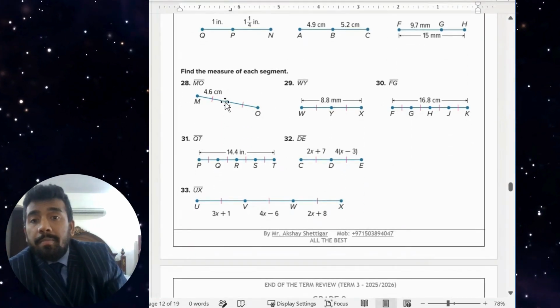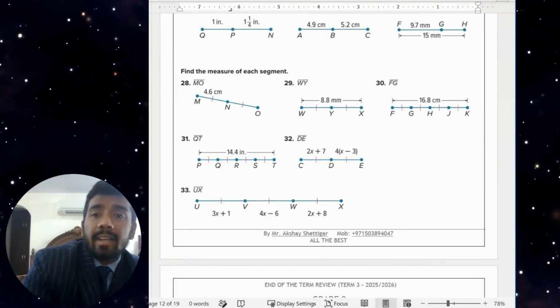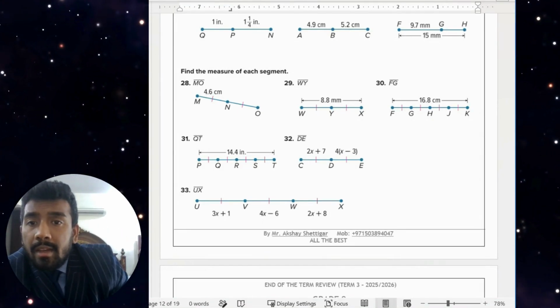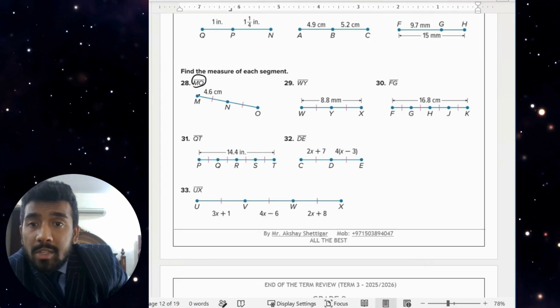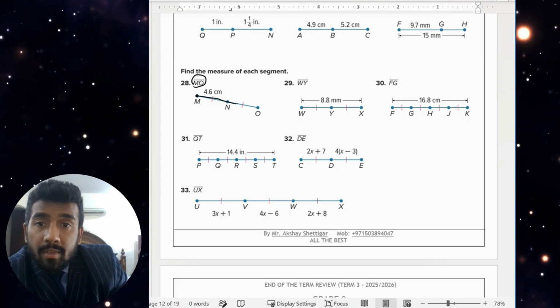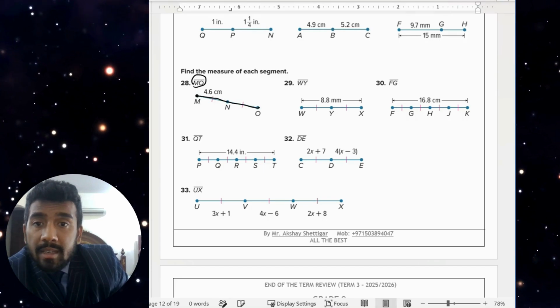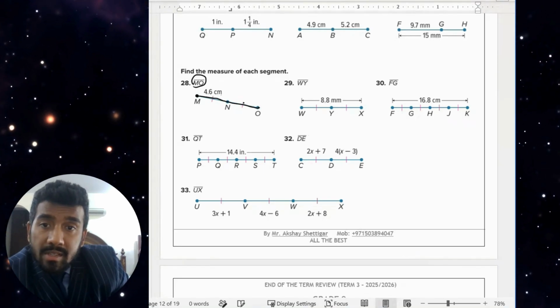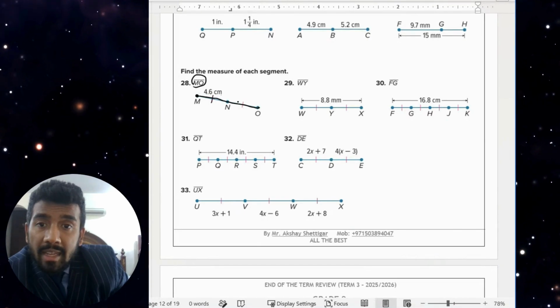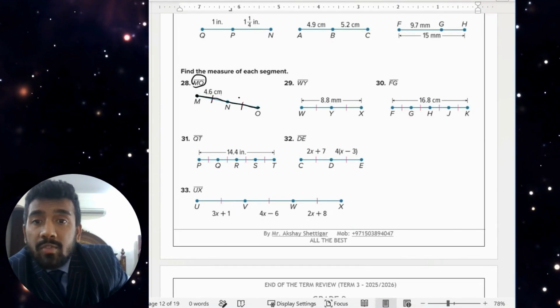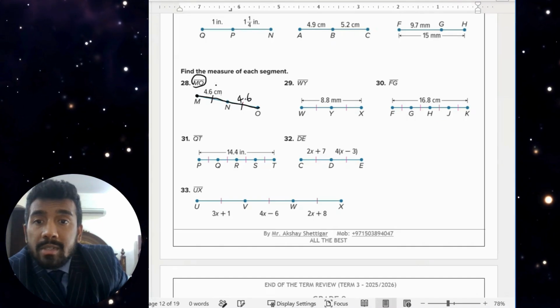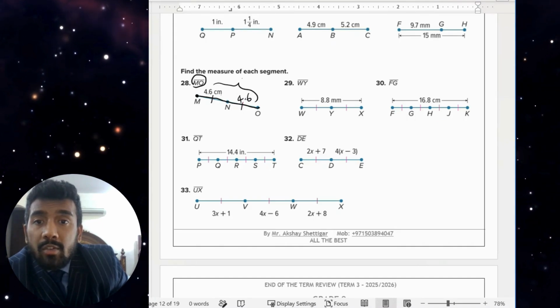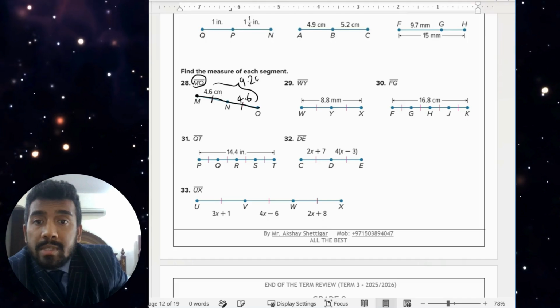Let's do this. Here it's a little different. Here they want MO. So what do they want? They want this full. Full means what? This and this. And what does this line mean? The line means they are equal. So if this is 4.6, this is also 4.6. How much would be the total? It will be 9.2 centimeter.